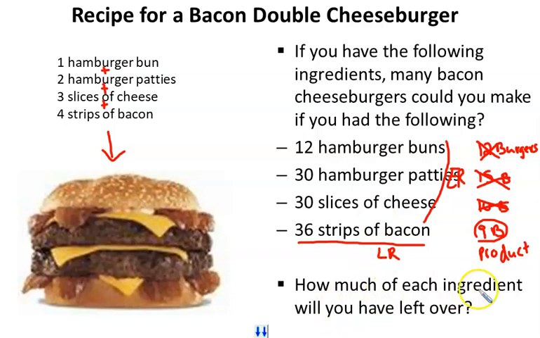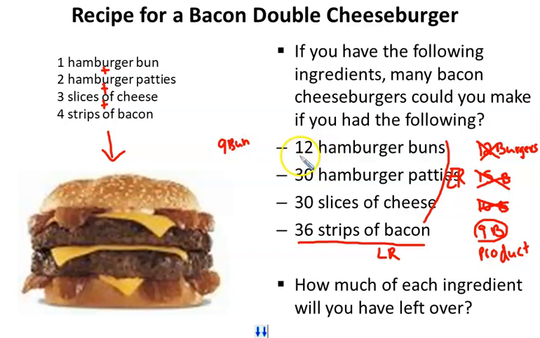Okay, the next says, how much of each ingredient will you have left over? Well, there's many ways to do it, but the easiest way to do it is to start with the amount of product I can make. I would take, okay, well, I'm going to make 9 burgers. So if I'm going to make 9 burgers, I'm going to need 9 buns, right?